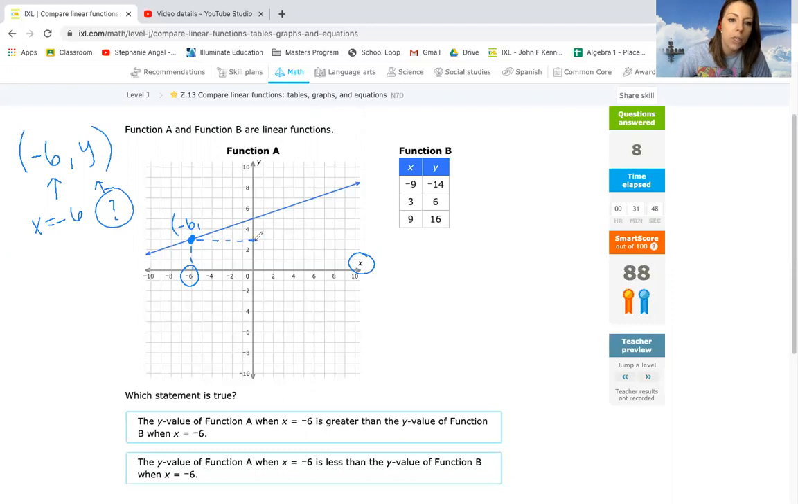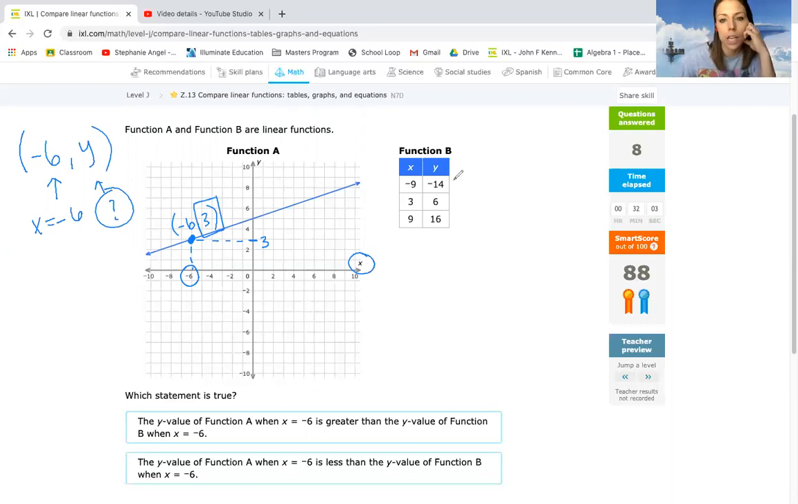What's the point between 2 and 4? That would be 3. So this is the point negative 6, comma 3. So in function A, when x is negative 6, y is 3. Let's look at function B.